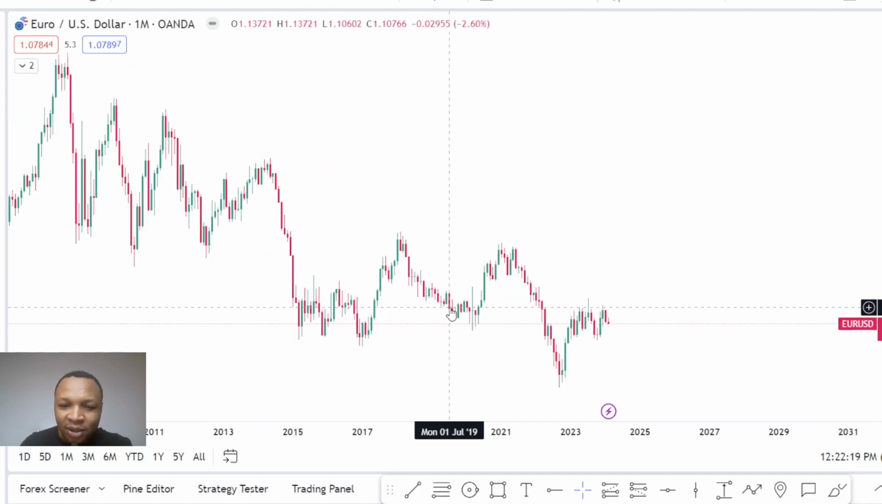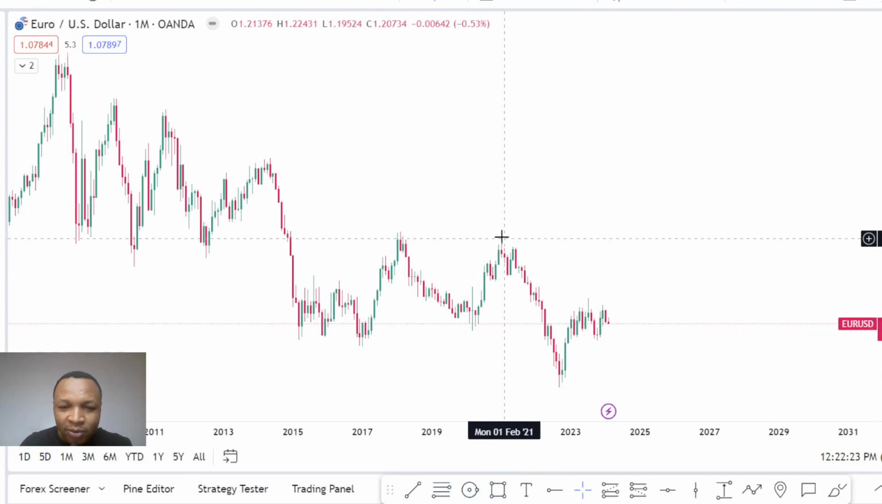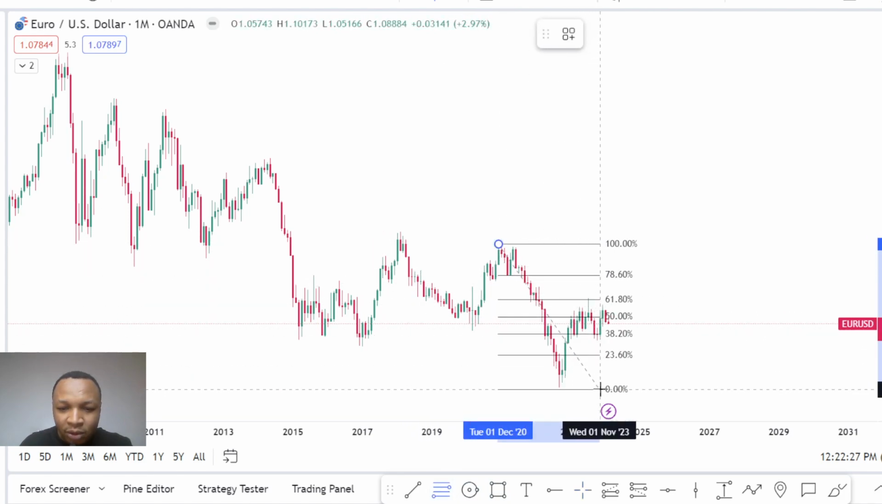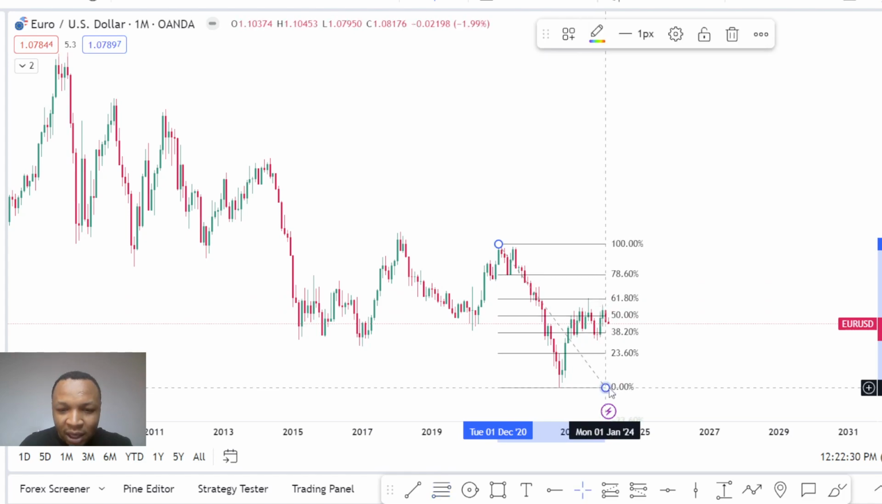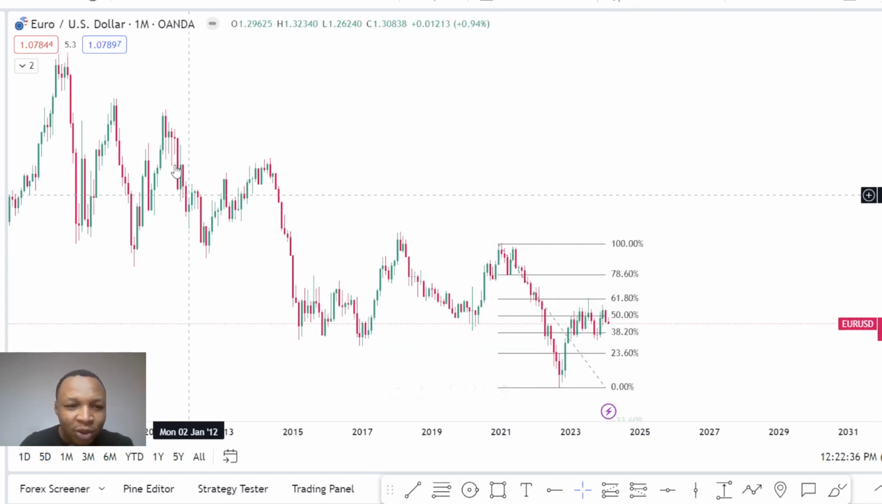On the euro, same thing like the GBP, we have a sell trend all the way to the downside. So we can flip this level from the top right here all the way to the bottom. For Euro USD, it tapped 61.8, but it's currently resting off the 50 fib level on the monthly. So we are clearly bearish on Euro USD.